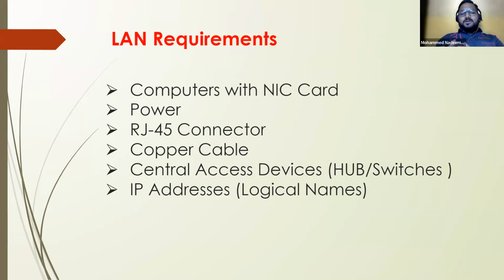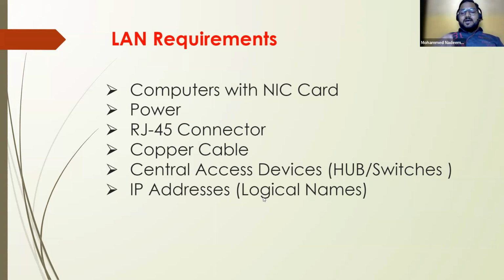After the star topology, let's build a LAN. How to build a LAN? What are the things required? To build a LAN, you need a computer or laptop with a NIC card. Then you need power. You need an RJ45 connector. You need a copper cable. And you also need a central access device, a switch or hub. So you can say a switch is required. And one more thing, you need an IP address.